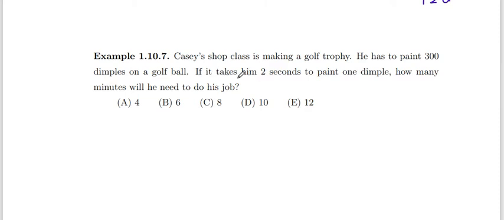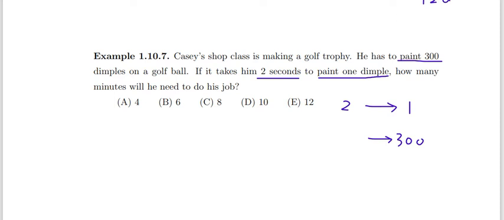Okay, so let's say 2 seconds paint 1. So we can also say 2 seconds equals 1. Then he has to paint 300. So we need to multiply 300 by 2, that's 600, right? 2 to 1, then 1 to 3. So 300 is 600 seconds.